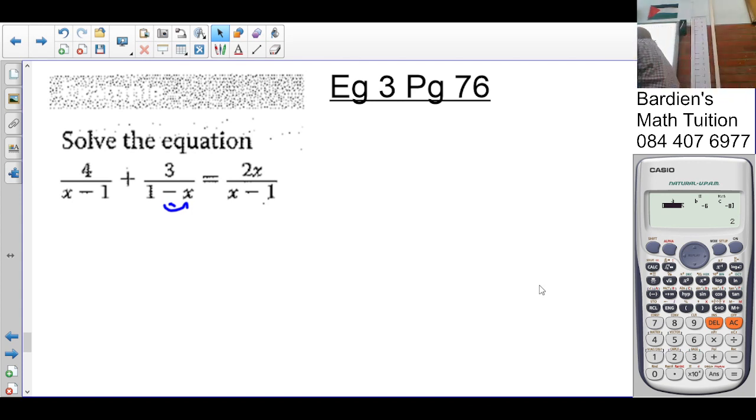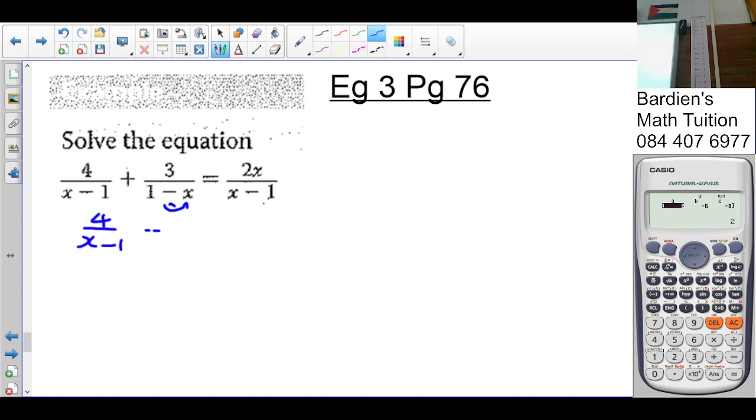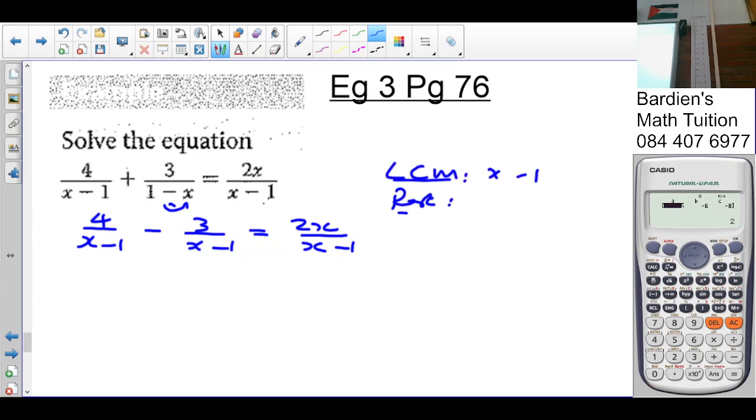Alright, so what do we have? We swap it around. So it's 4 over x minus 1 minus 3 over x minus 1 equals 2x over x minus 1. What's my LCM here? X minus 1. What's my restriction? X can never be equal to 1.